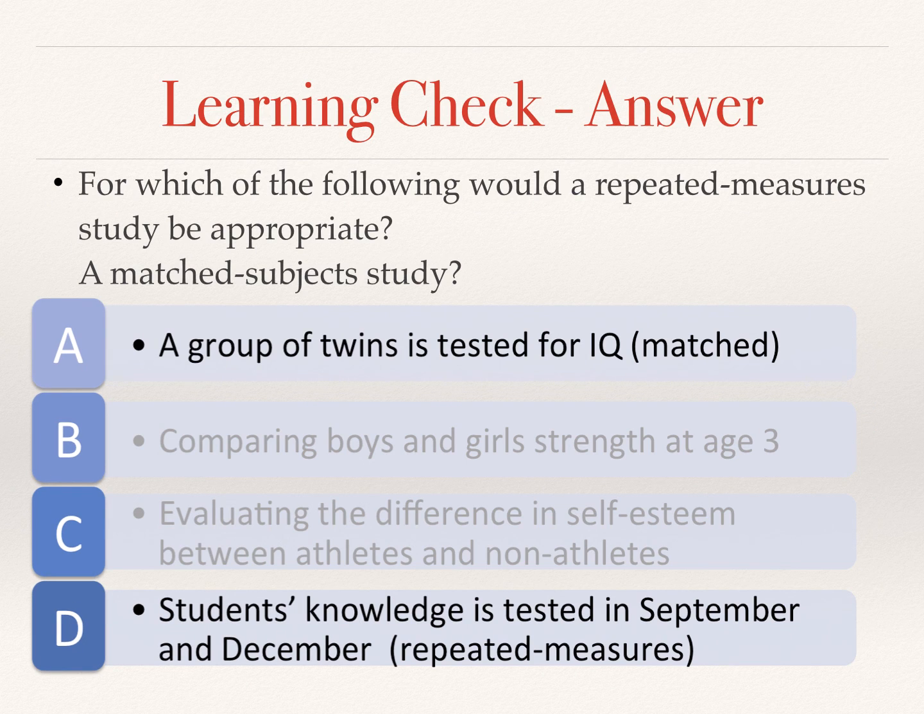So for the repeated measures design, the answer is D. We're testing students' knowledge in September and December. We're getting 2 data points from each individual. For a matched subjects design, the answer is A. A group of twins is studied for IQ. This is the matched example. Because it's a pair of twins, they are related in some way. So this is a related sample. Twin A and twin B would be in separate groups, and we would compare those.